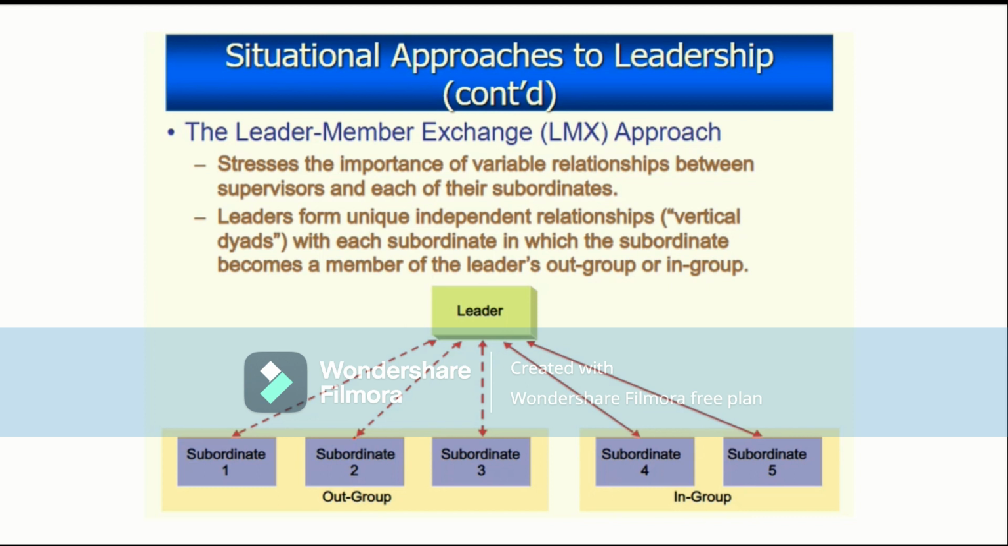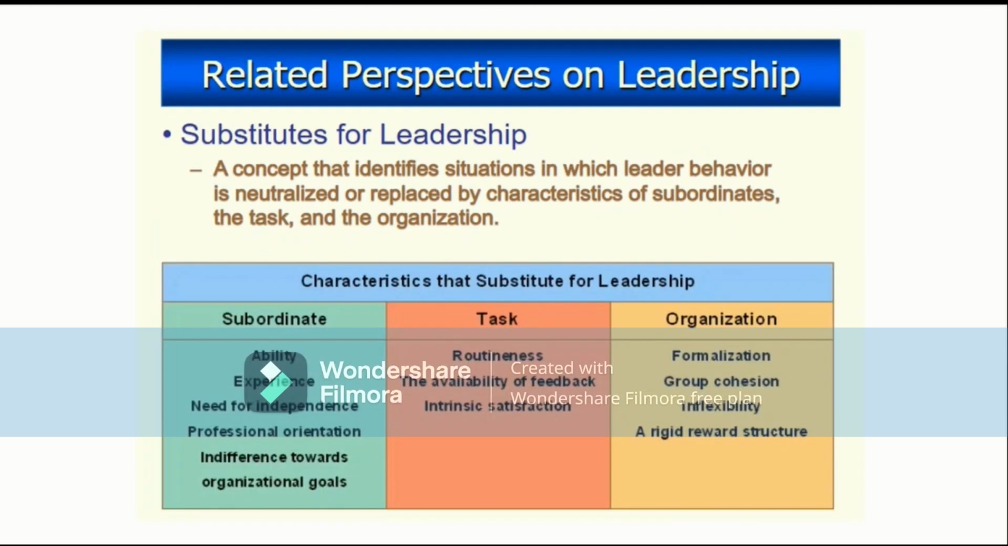Basically, the model suggests that supervisors establish a special relationship with a small number of trusted subordinates, referred to as an in-group. The in-group usually receives special duties requiring responsibility and autonomy. They may also receive special privileges, whereas the subordinates who are not part of the group are called the out-group, and they receive less of the supervisor's time and attention.